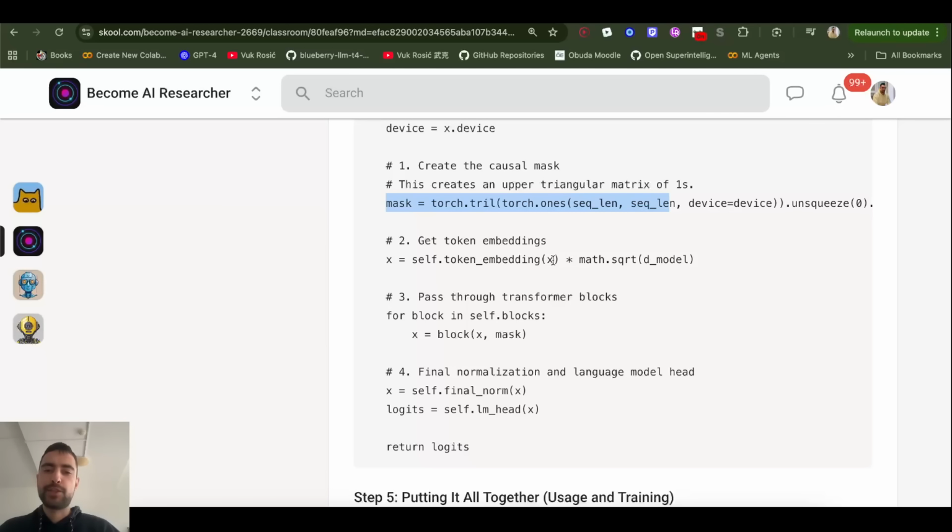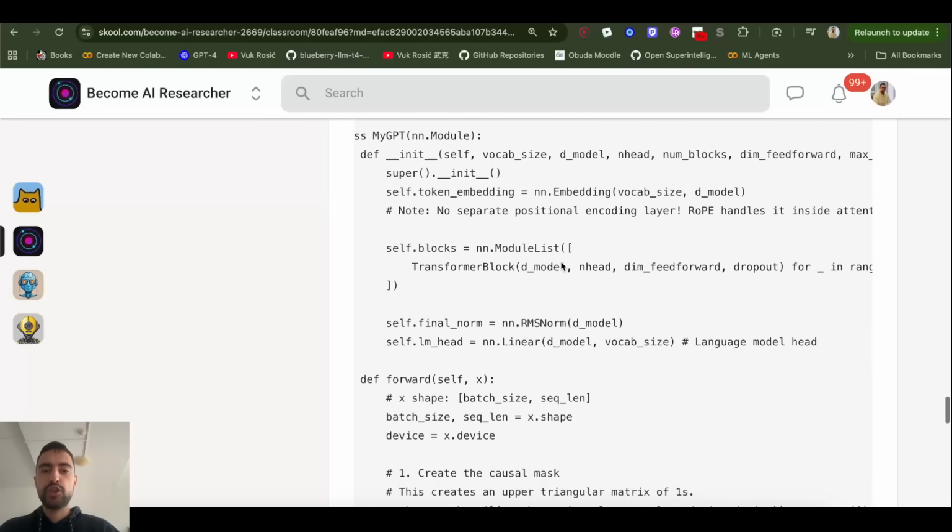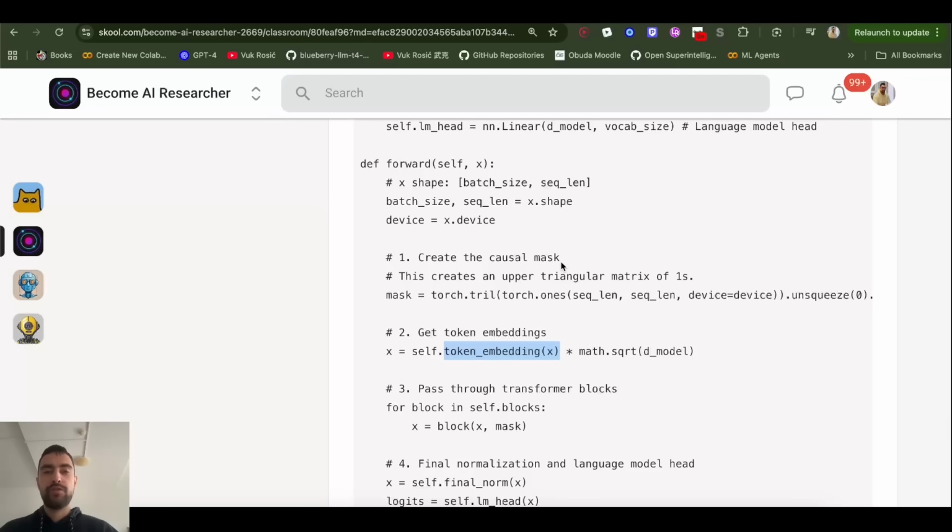Then we will pass all of our tokens through our token embedding layer to replace all of the tokens with their embeddings. So this will give us a list of embeddings instead of the list of tokens. And this is good for stabilization, dividing these embeddings by the square root of the model dimension.